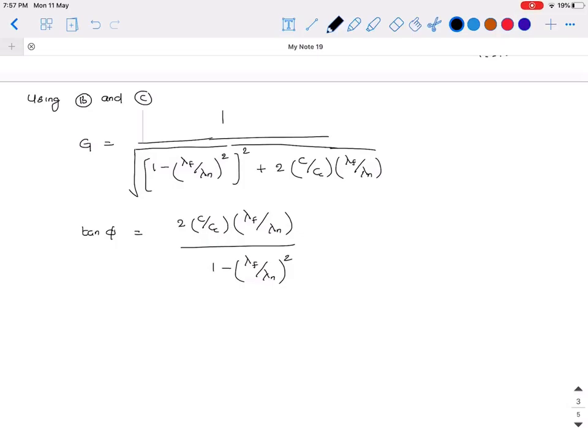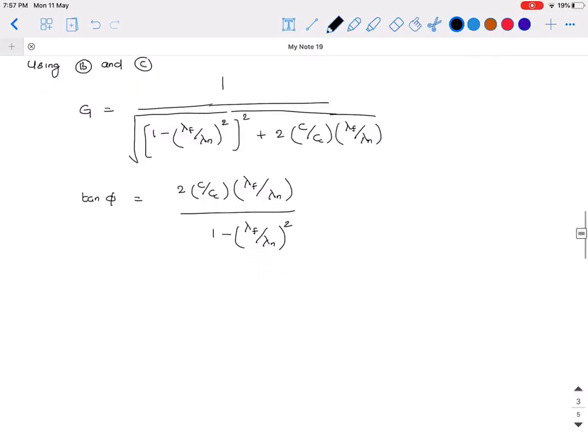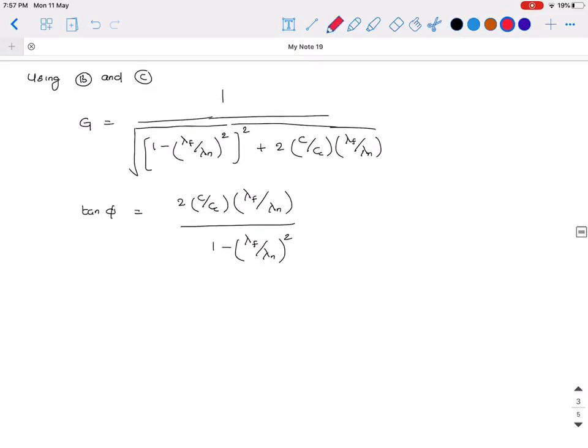Okay, so the amplification factor, magnification factor, and the phase can be written by using these two parameters: the frequency ratio, lambda f by lambda n, which is the frequency of the oscillating force to the natural frequency of the system, and the damping factor C over Cc, where Cc is the critical damping coefficient.